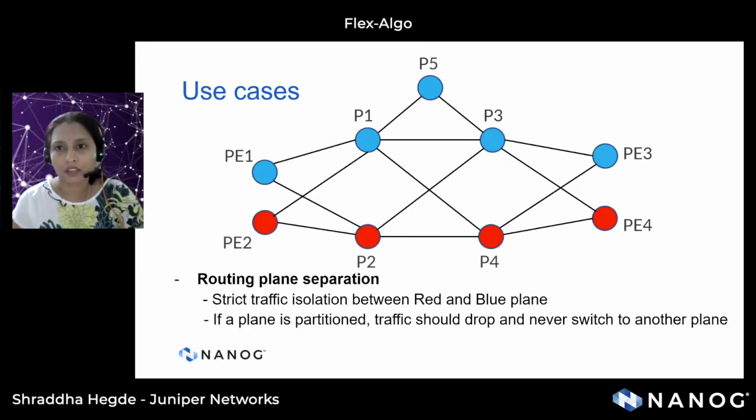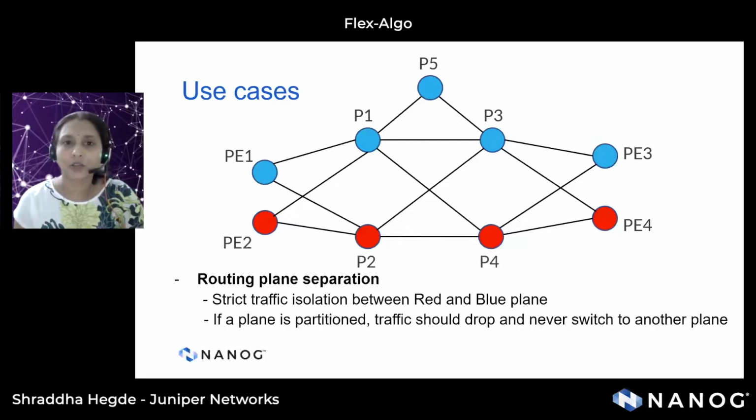So let's say in this diagram, the blue plane is partitioned like P1, P5, and P3. The links between P1, P5, and P3, all links are down, then the blue plane gets partitioned. And if such a catastrophic event happens, the traffic in the blue plane should just drop, and it should not flow on the red plane. So that's the requirement for certain financial applications.